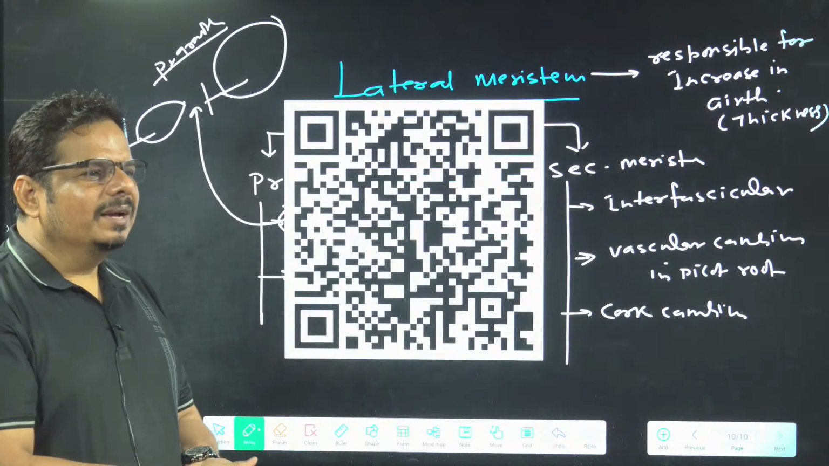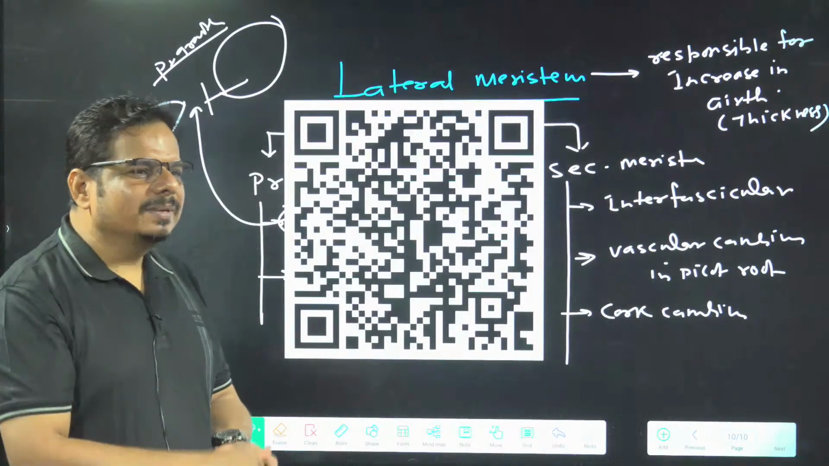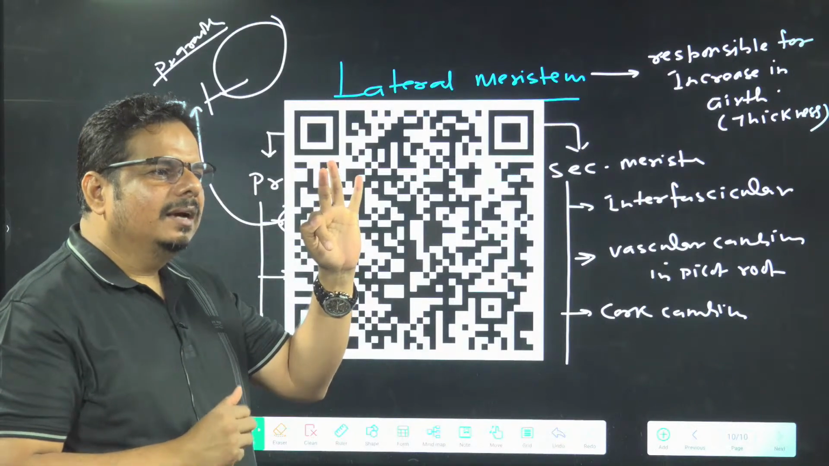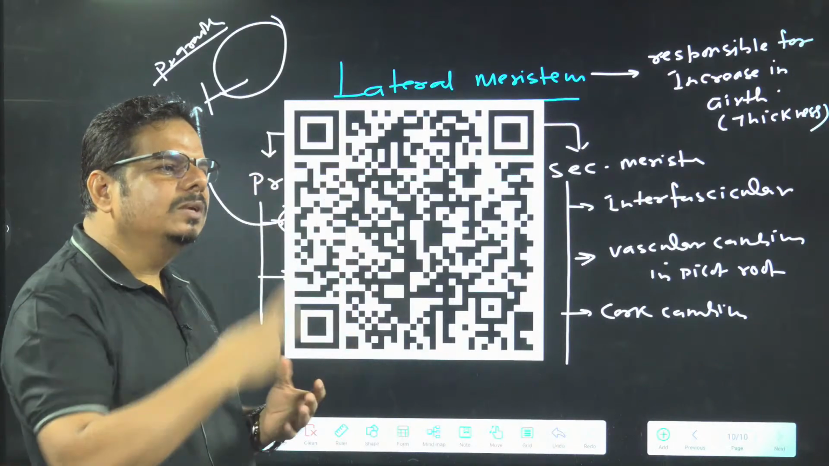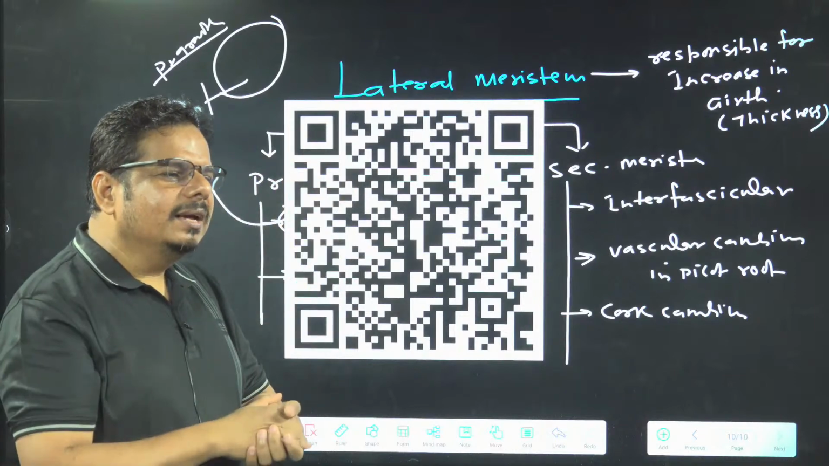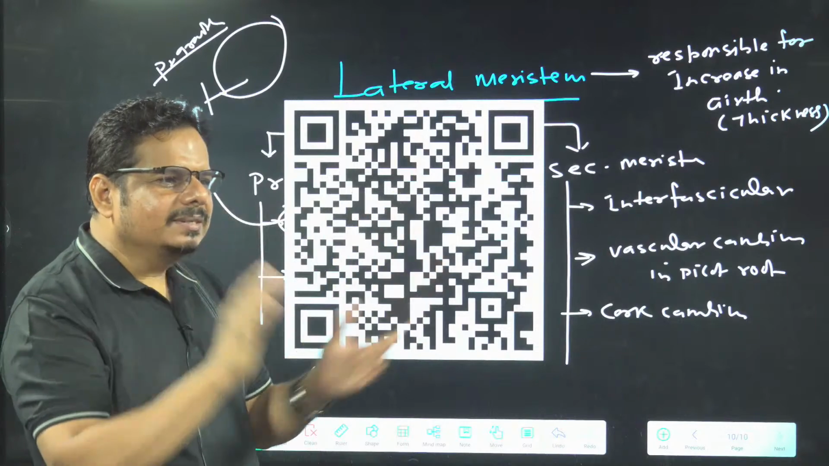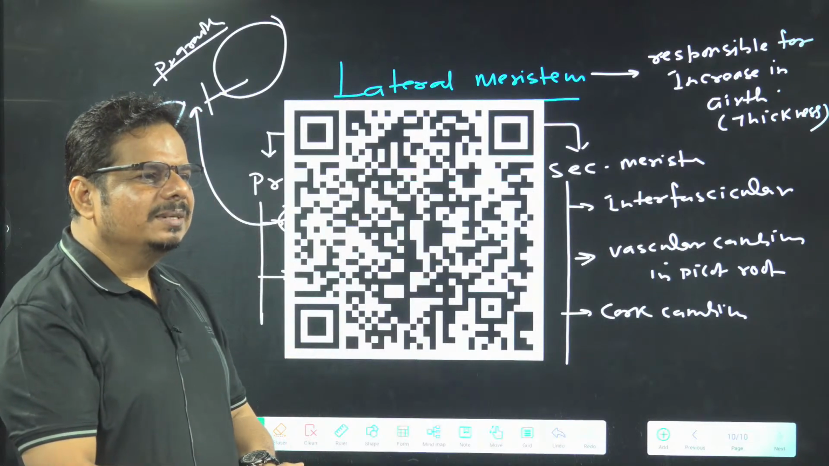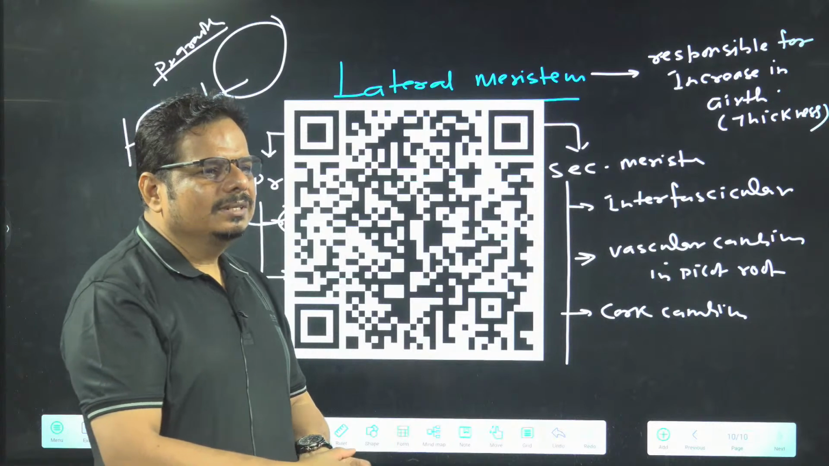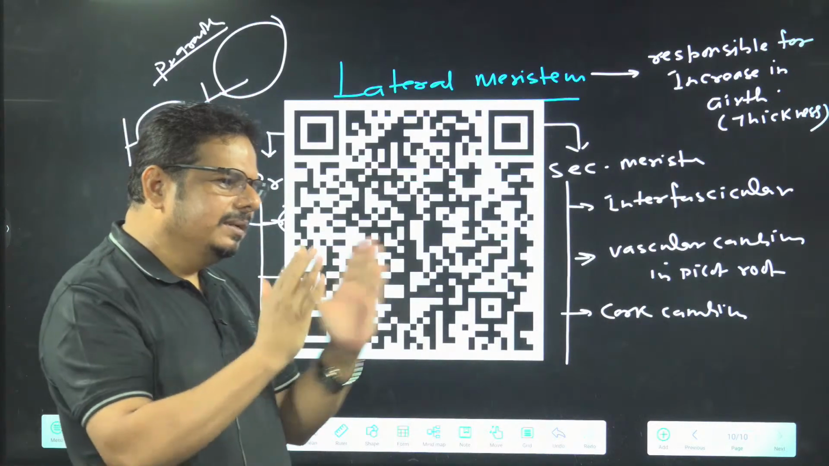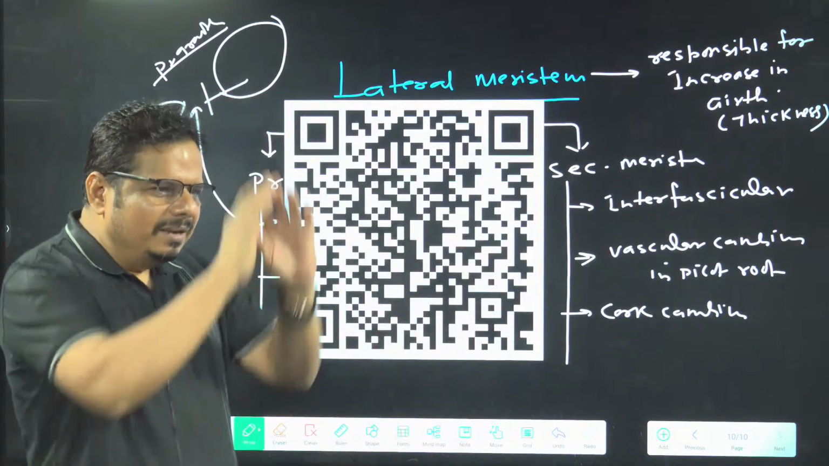Right? The tunica corpus theory is applicable for which one? Shoot apical meristem. It explains why the shoot apical meristem doesn't have 3 layers; they told there are only 2 layers. The outer layer is tunica, the other layer is corpus. Tunica gives epidermis, corpus gives the rest. That theory is given by Schmidt. So these are the views of different scientists on how the apical meristem forms the different tissue systems. A brief idea came, right?